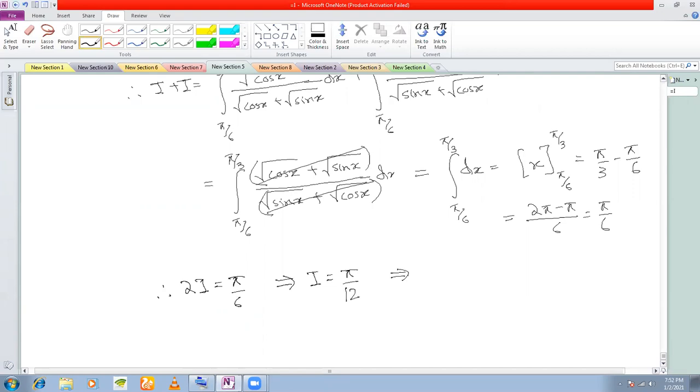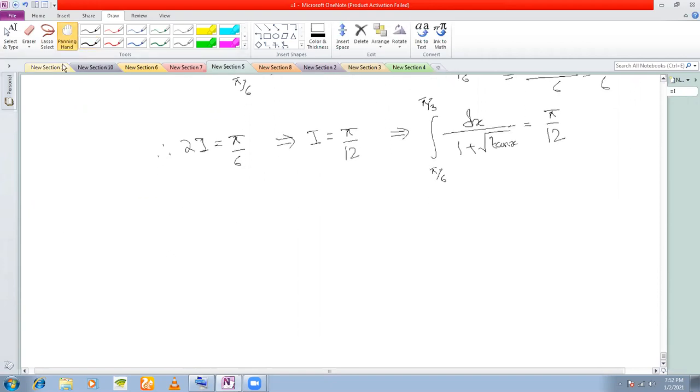That means the given integral from pi by 6 to pi by 3 dx by 1 plus root tan x must be equal to pi by 12. That is your answer. Clear? Or any question?